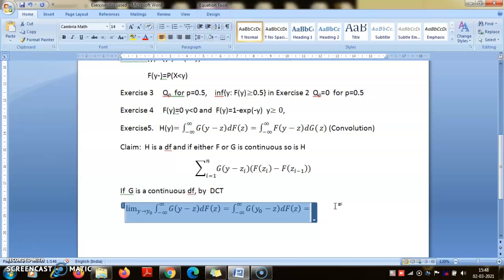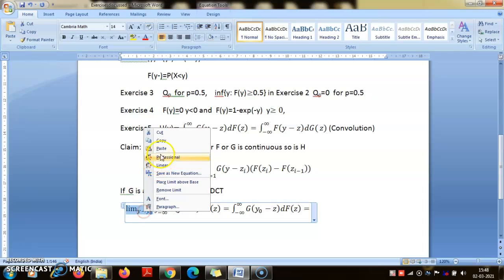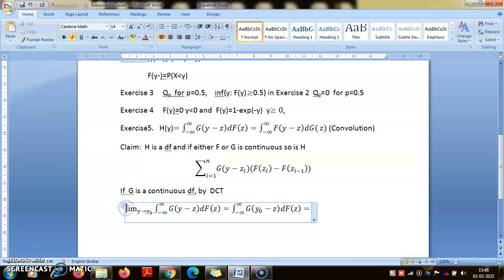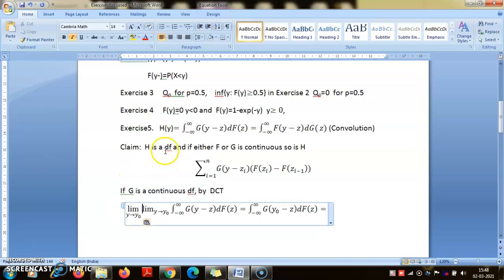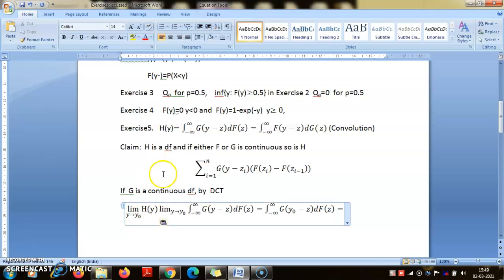So therefore what we have proven is that this new function, so this is actually the limit of h. So you see this thing is actually h of y. This is a bit advanced, but anyway this is an important property. So this is h of y naught.